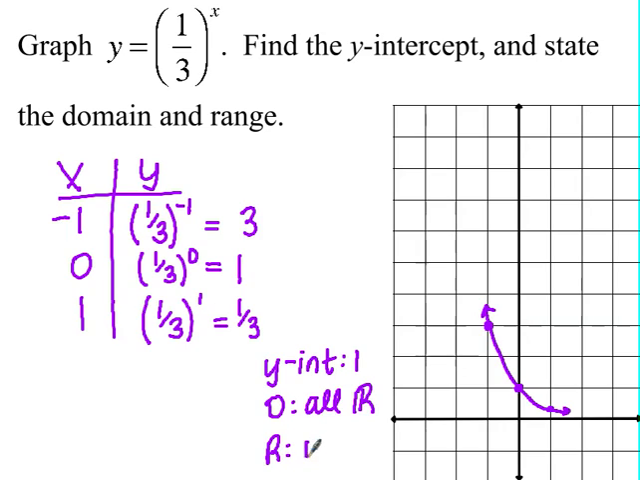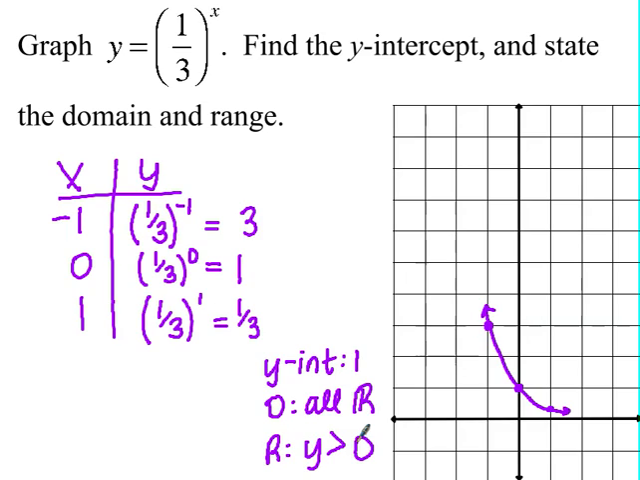Y is greater than 0, right. When will the domain be different than all the numbers? Probably not on anything on your homework for today. Not on the exponential functions. Generally, the domain will be all real numbers.